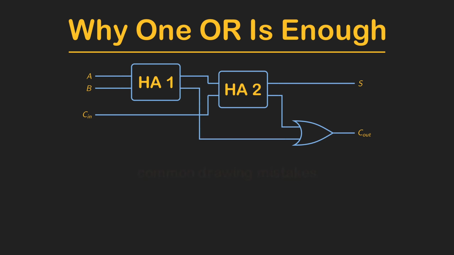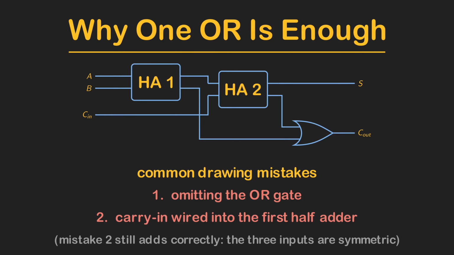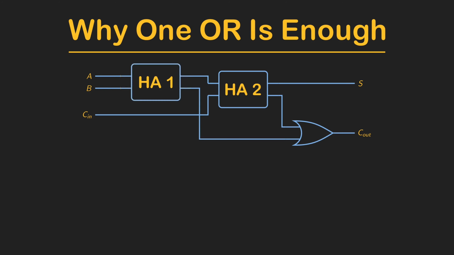The common drawing mistakes, while we're here: omitting the OR gate entirely, and wiring the carry-in into the first half adder instead of the second. Curiously, that second mistake still produces a correct adder, remember? The 3 inputs are symmetric, but draw the standard form: A and B into the first half adder, carry in into the second. Let's verify the build on the 2 carry cases by hand.